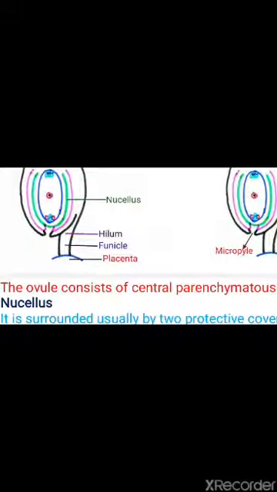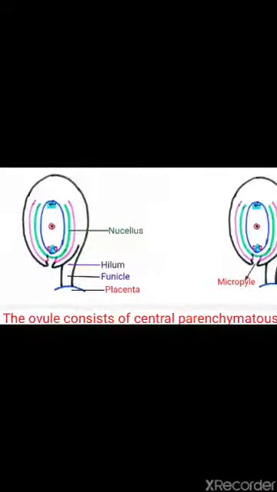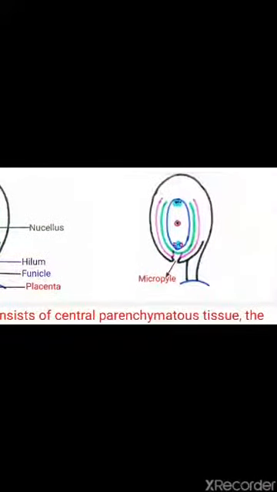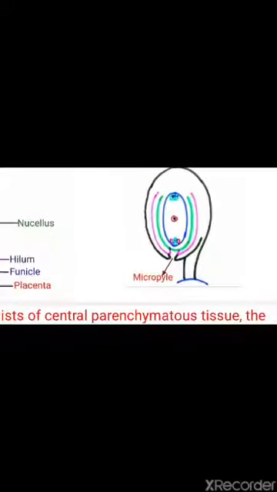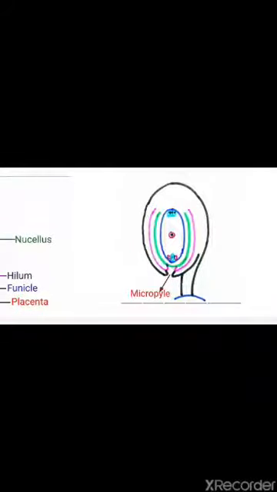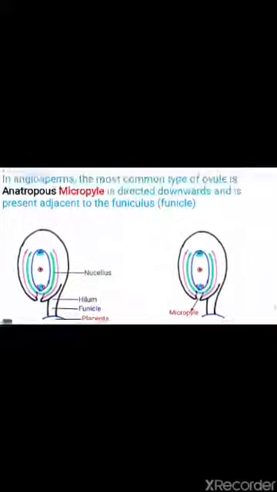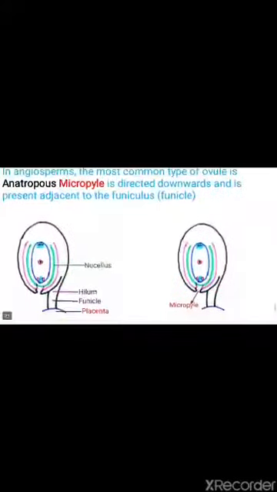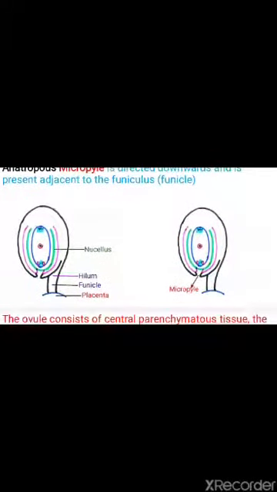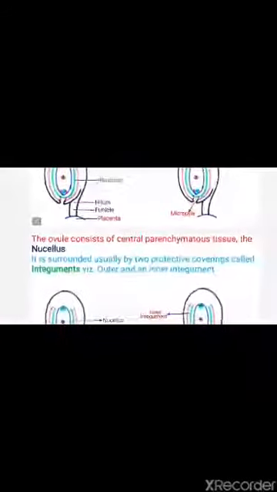So in this diagram you see the placenta, funiculus, hilum, and this is the whole body of ovule. In this whole body of ovule, the opening is there, and that opening is called what? It is called the micropyle. Now this micropyle is directed downward, and such an ovule is called an anatropous ovule. Secondly, this micropyle is present very adjacent to the funiculus, so that ovule is called an anatropous ovule.